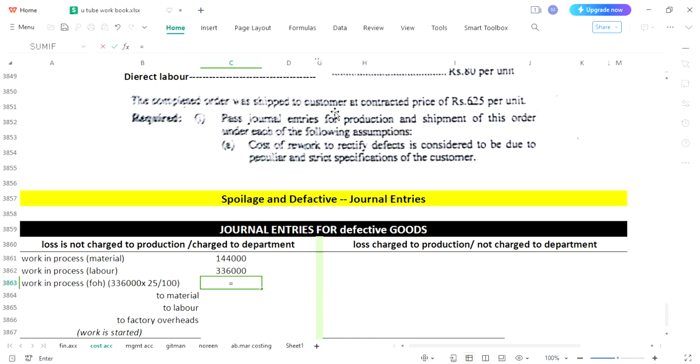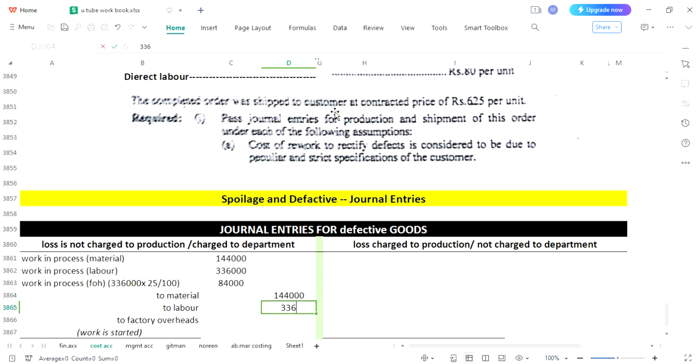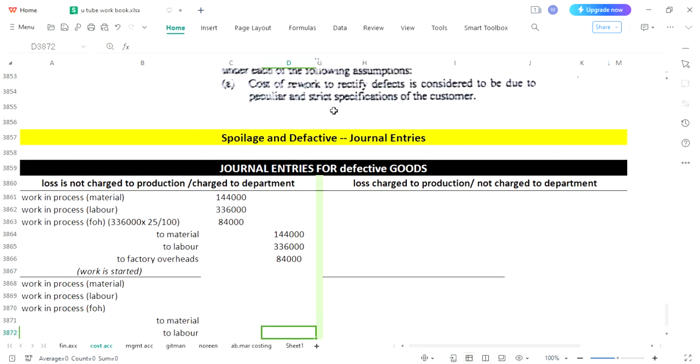Statement is completed. We can now put it on calculator. Multiply by 25 divided by 100. So this way you have calculated your FH. For credit amounts, as you know, in accounting, simple accounting principle would be applied. Debit and credit would always be equal. Whatever amount is present on debit side would be written same amount in credit side as well. So for material, we will put 144,000. For labor, we will put 3,36,000, 84,000 for FH, and this way your first entry has been completed.